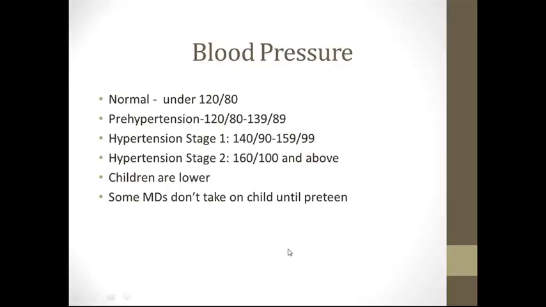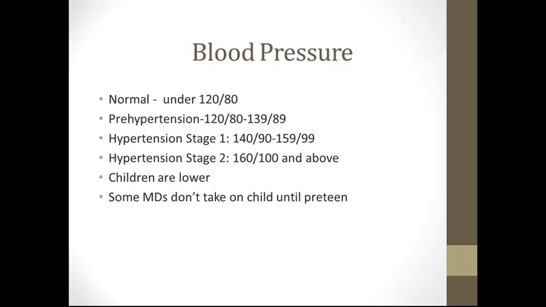Blood pressure. Normal blood pressure is under 120/80. Pre-hypertension is considered 120/80 to 139/89. Hypertension stage 1 is 140/90 to 159/99. Hypertension stage 2 is 160/100 and above.